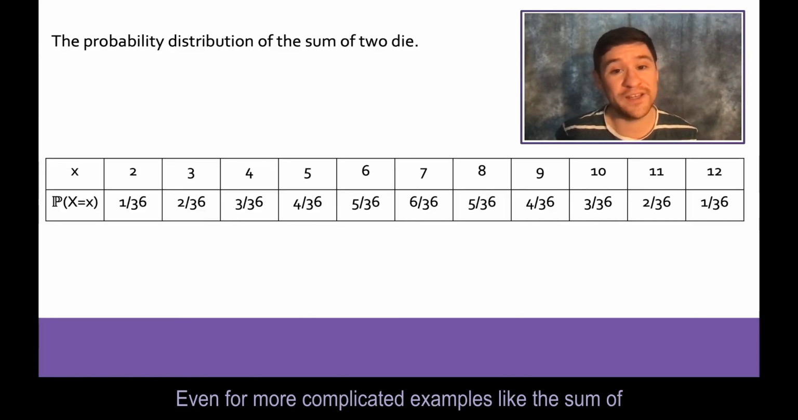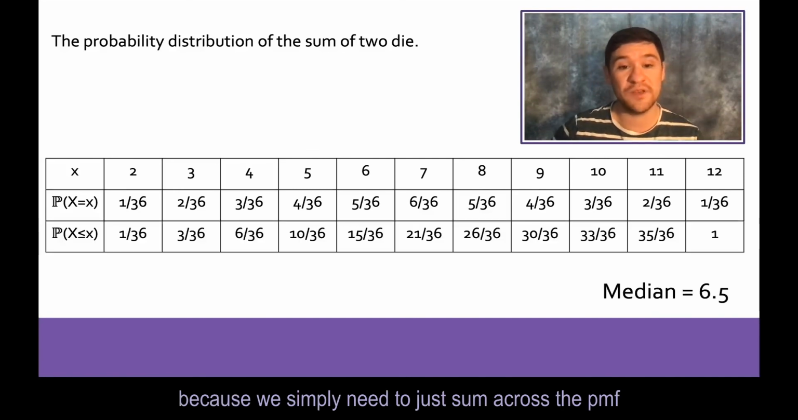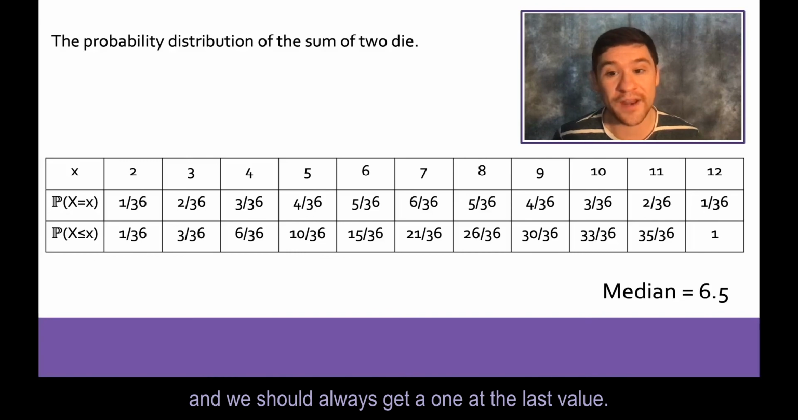Even for more complicated examples, like the sum of rolling 2 dice, finding the CDF is quite simple, because we simply need to sum across the PMF. And we should always get a 1 at the last value.